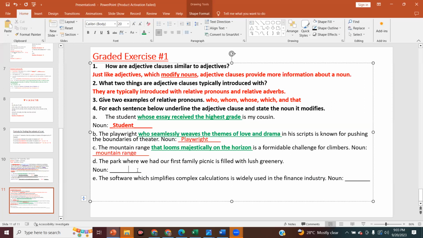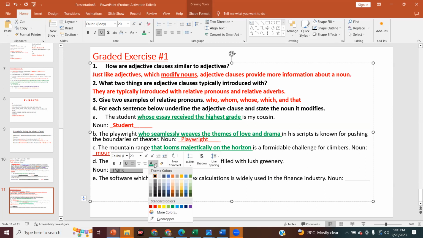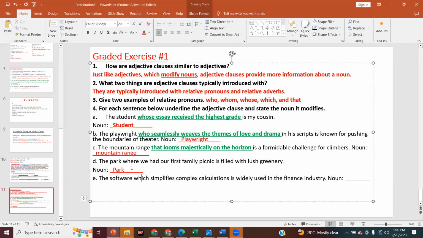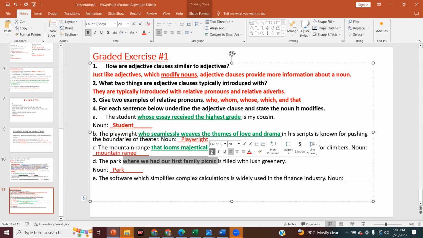Next question. The park where we had our first family picnic is filled with lush greenery. What is the noun? Park. And then the adjective clause is where we had our first family picnic. Very good. That's going to be the adjective clause.